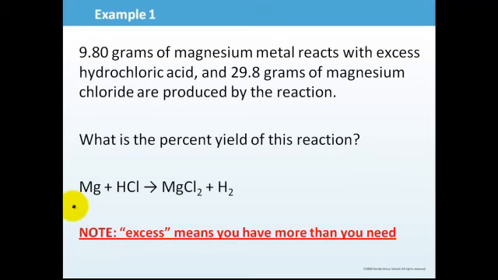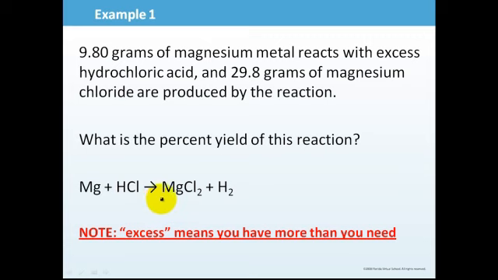All right, so let's look at an example. We got 9.80 grams of magnesium reacts with excess hydrochloric acid, and 29.8 grams of magnesium chloride are produced. What is the percent yield? Okay, well, first we've got our balanced equation, or not our balanced equation. We have our skeletal equation, Mg, magnesium, plus the HCl, hydrochloric acid.